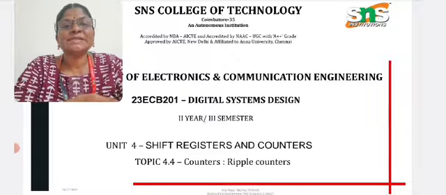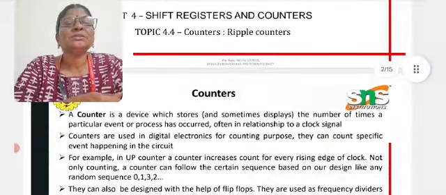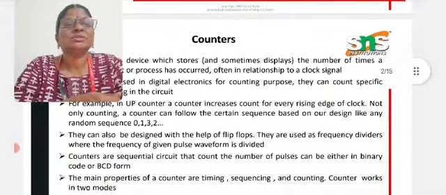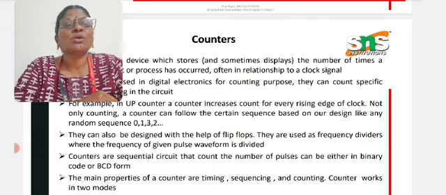So far we discussed registers, and in this session we are going to discuss counters. Before going to ripple counter, we should know what a counter is. A counter is a device which stores the number of times a process has occurred, often in relationship to a clock signal. For example, in an up counter, the counter increases the count for every rising edge of the clock.